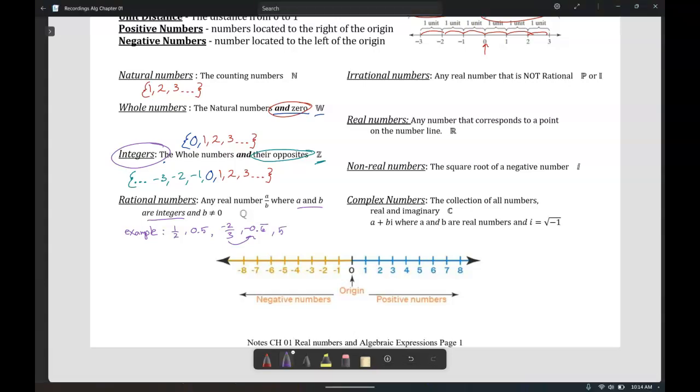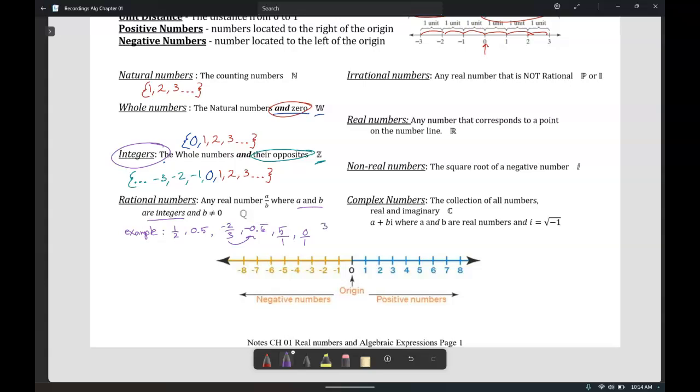Our whole numbers, of course, are included as rational numbers. Any whole number can be written as a fraction by setting the denominator as 1. 0 is a rational number because, again, 0 can be set over 1 and it still equals 0.